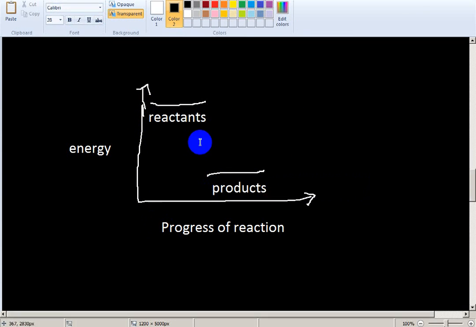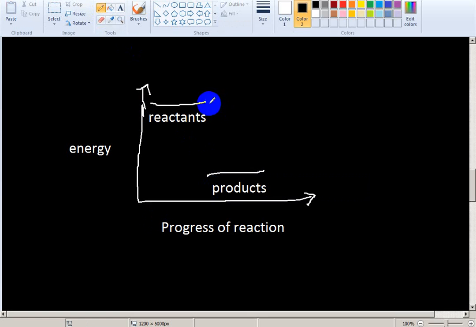Product energy. Okay. Then we write from reactant to product. This is the energy level diagram for an exothermic reaction.